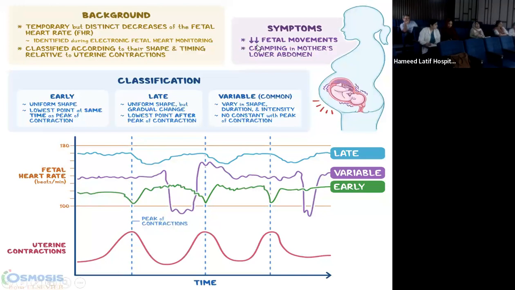Now, sir, CTG fetal heart rate decelerations are early, late, and variable. They are classified in three. The early decels are uniform in shape, with the lowest point at the same time as the peak of contraction. These green ones show the early decels. The late decels are uniform in shape but gradually change, with the lowest point after the peak of contraction. Then variable is commonly seen. These are variable in shape, duration, and intensity, not constant with the peak of contraction. They're not associated with the contraction at all. It can happen anytime.